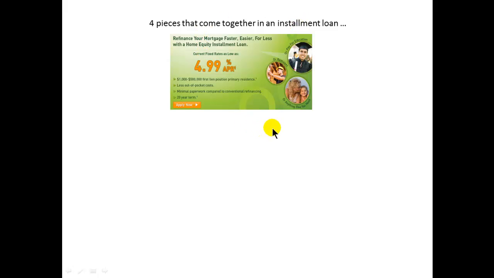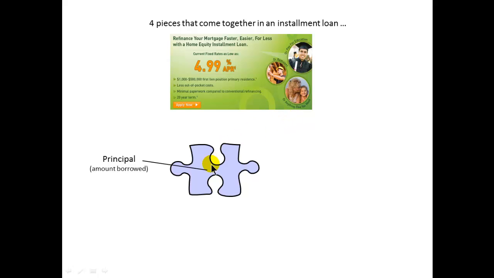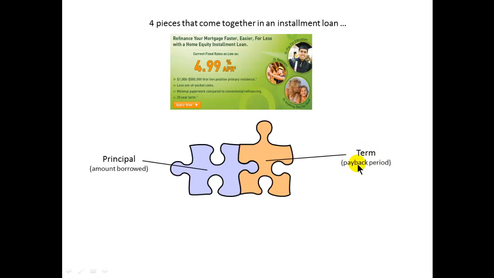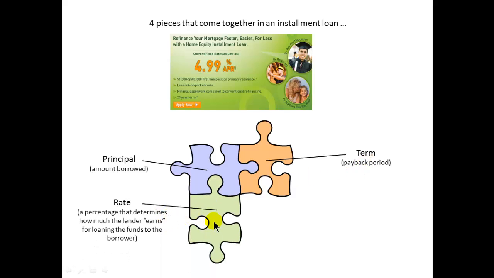Now, there are four critical elements you need to focus on. The first is going to be the principal, which is the amount borrowed. Another piece of that puzzle is going to be the term of this loan. How long are you going to take to pay it back? Another one is the rate. The rate, coupled with these other components, is going to determine how much that payment is going to be. And remember, this rate is always, always, always disclosed on an annual basis, annual percentage rate.